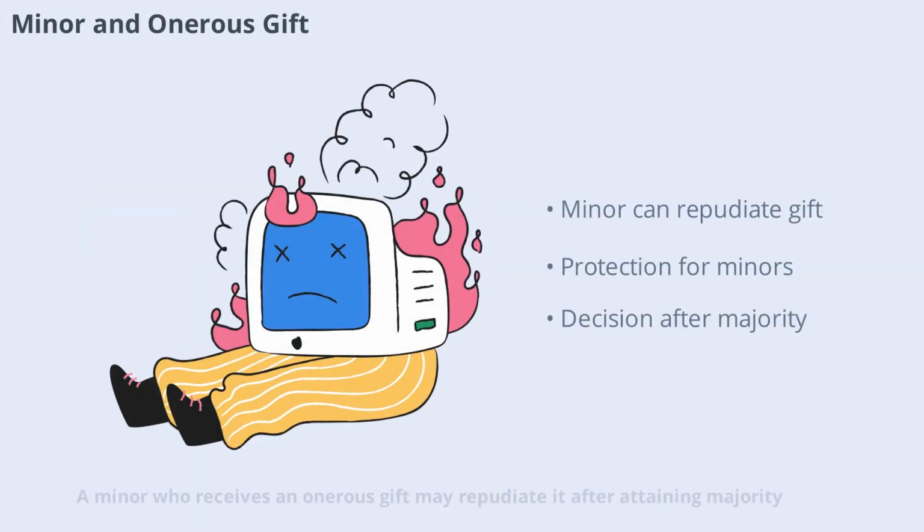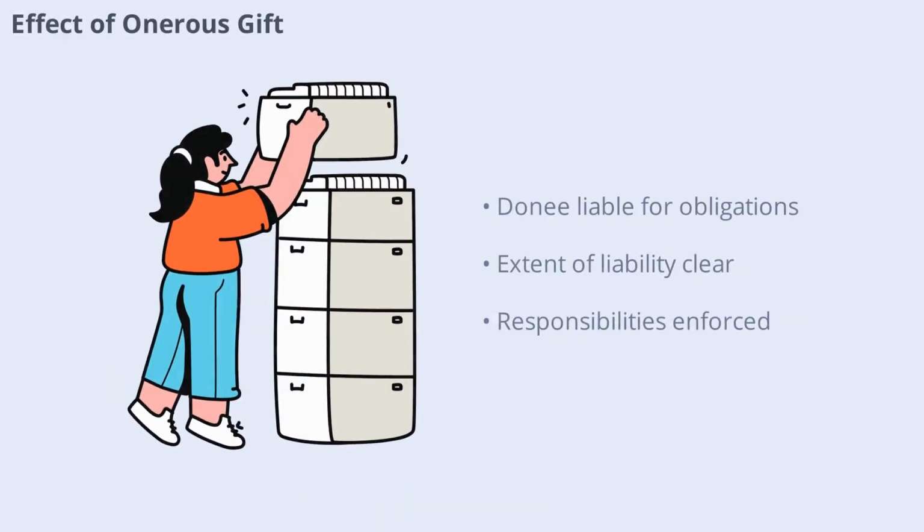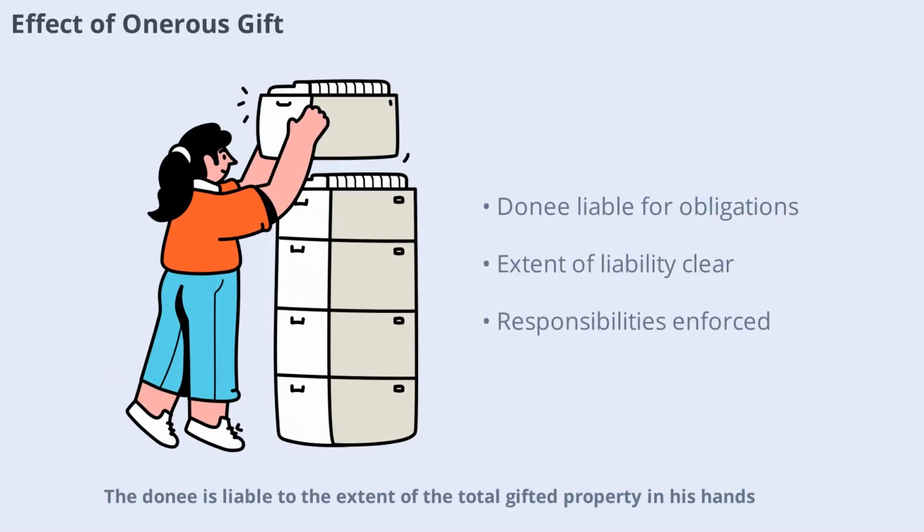A minor who receives an onerous gift may repudiate it after attaining majority. This provision protects minors from being burdened by obligations they may not fully understand or consent to. The law recognizes the vulnerability of minors and allows them to make informed decisions once they reach adulthood, ensuring fairness and justice. Donee is liable to the extent of the total gifted property in his hands.